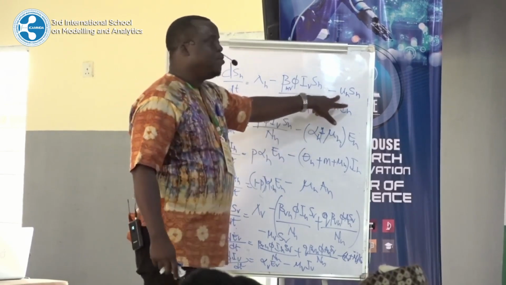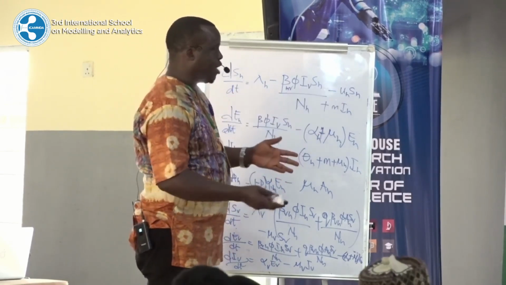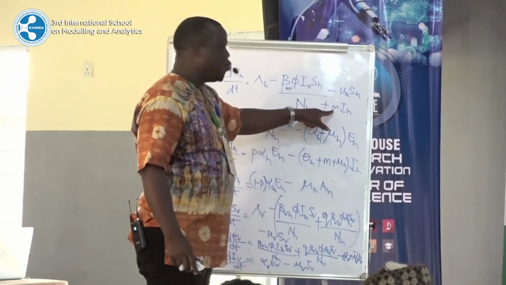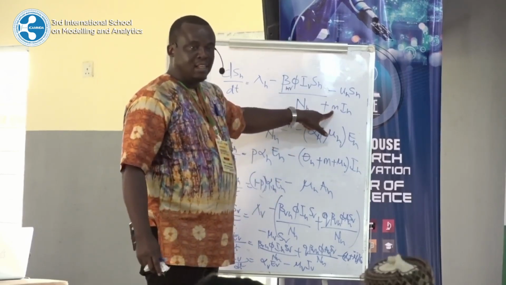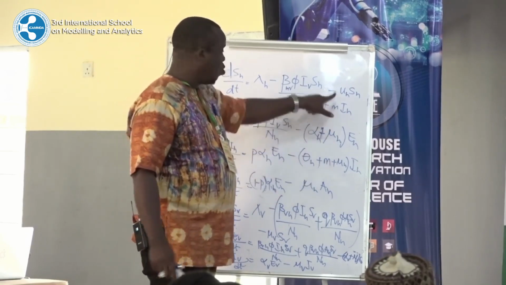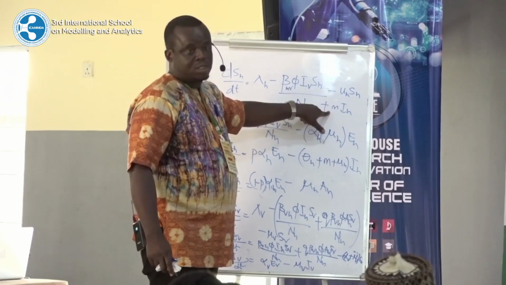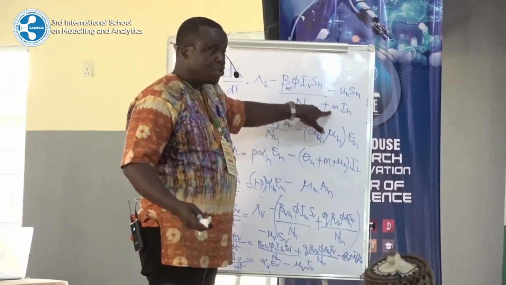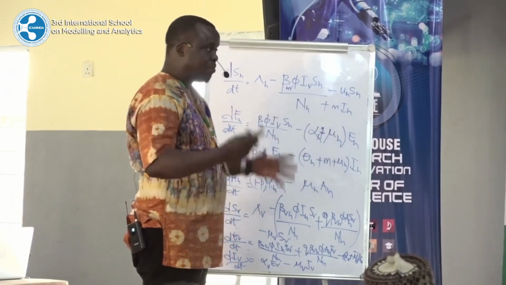And then you have mu H, people dying naturally, and then people who are infected and infectious are treated, and they come back here because there is no transmission blocking vaccine. So you get back to susceptible even after treatment.